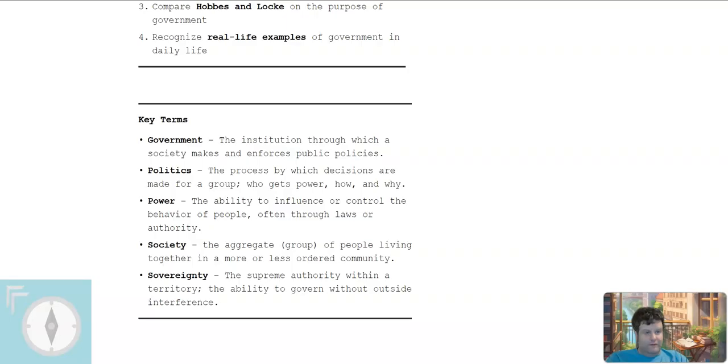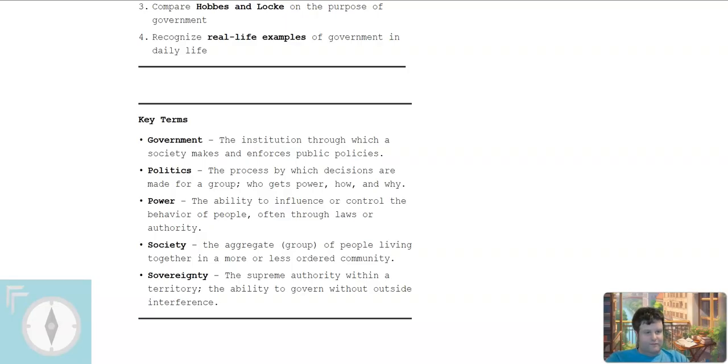Another term that comes up is society. Society is another word for a group of people living together more or less in an ordered community. You know, we live in a society. The people you live around make up a society. How you interact with people within this group, that's what society is.